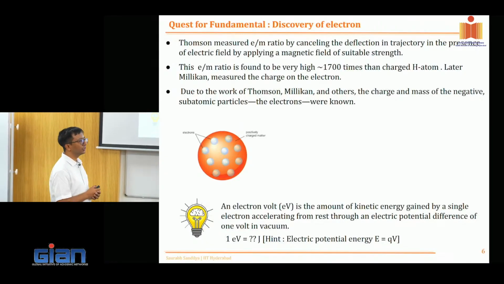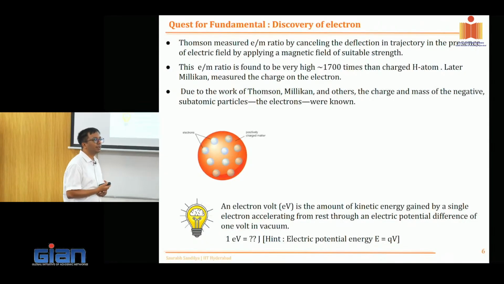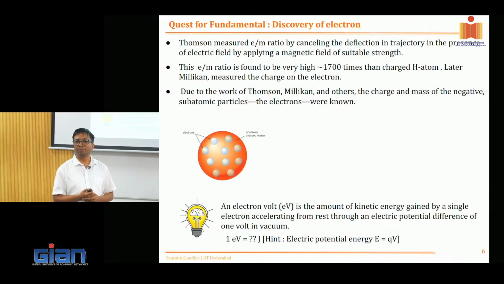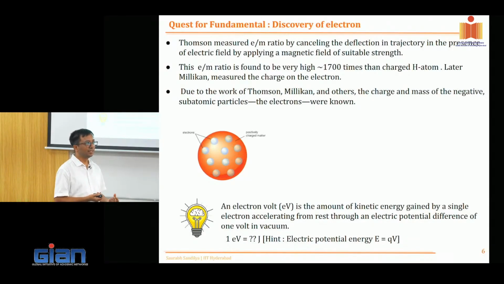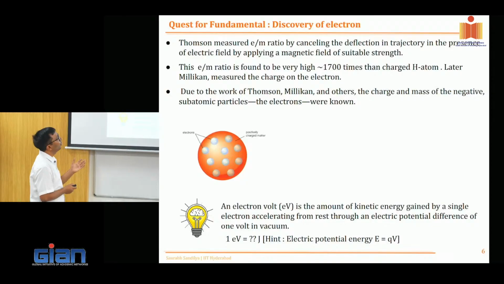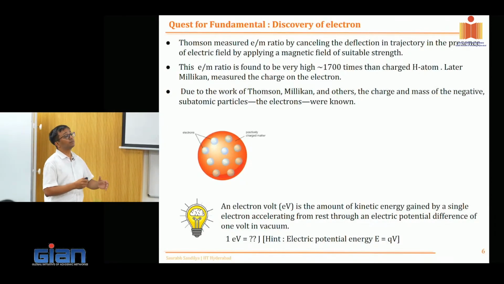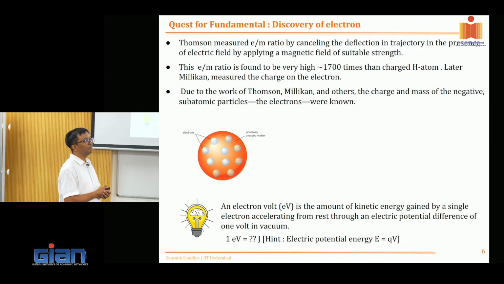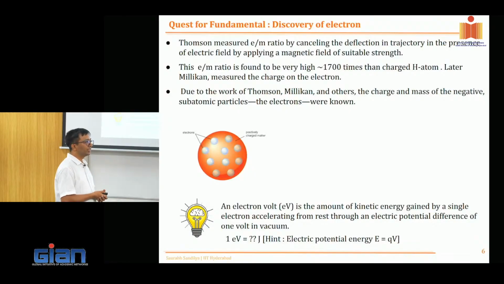So what was found? What do you expect if I try to calculate the e by m ratio of a proton and an electron, which one would be higher? Electron, obviously. The charge is similar, although it's negative and positive, but the mass is very, very tiny, 1,700 times tinier. The e by m ratio is found to be very large for the electron because the mass is tiny.